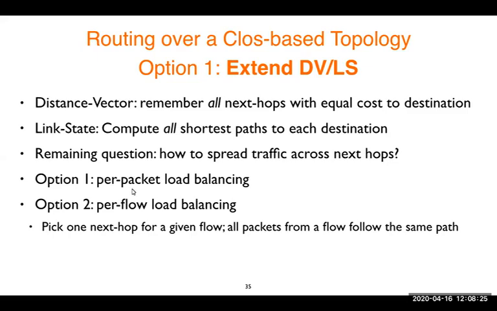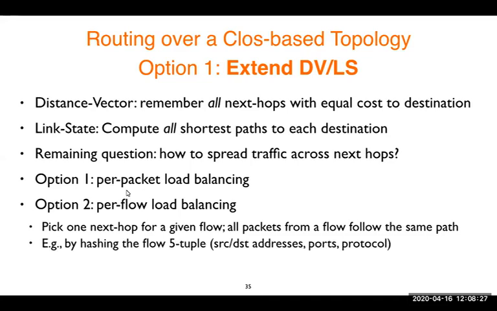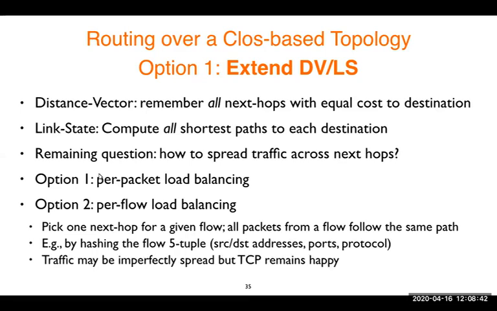Okay, how would you do this? A simple and standard way to do this is you hash the flow 5 tuples. So when a packet comes in, you take the source destination IP address, port numbers, and protocol, and you hash it to pick one of your next hop options. And then all packets in that flow are going to go over the same next hop. So if you use this, the traffic is not as perfectly load balanced as with per packet load balancing, but TCP remains happy and you're still spreading traffic at the level of flows.